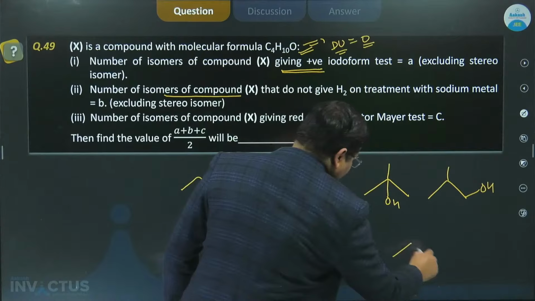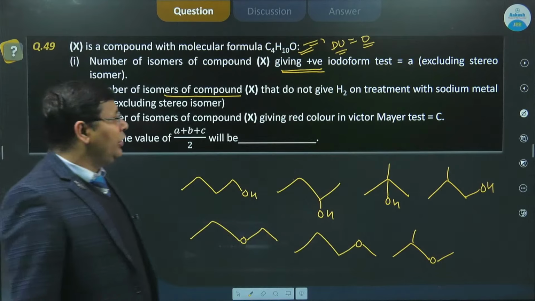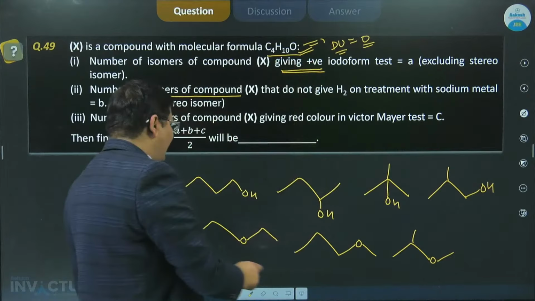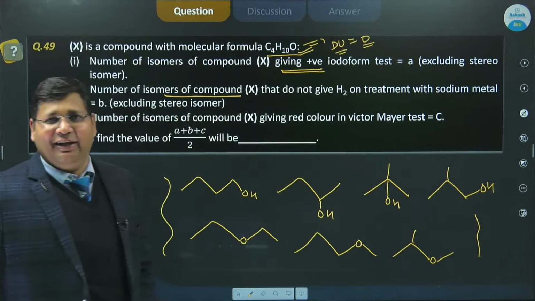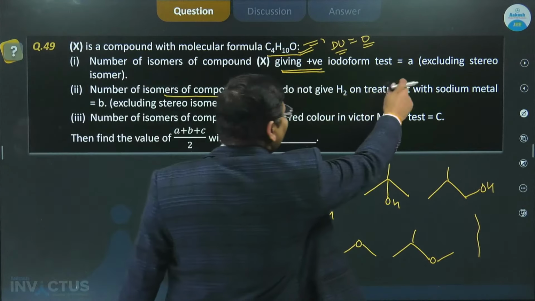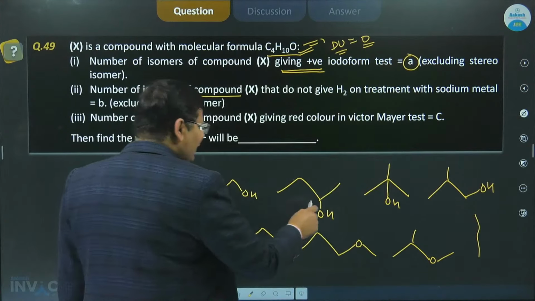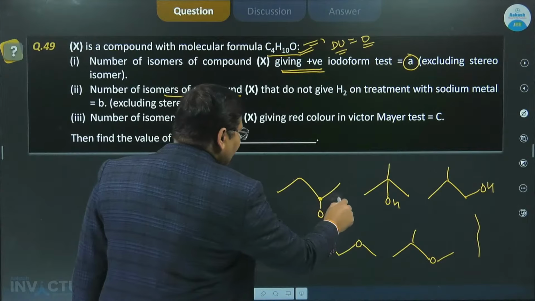एंड इन केस ऑफ दिस ईथर वी कैन प्रिपेयर लाइक दिस, इसको हम ऐसे प्रिपेयर कर सकते हैं और इसको हम ऐसे प्रिपेयर कर सकते हैं, राइट स्टूडेंट. तो बाई C4H10O हैज 7 स्ट्रक्चर, तो हमारे पास 7 से ज़्यादा स्ट्रक्चर इसके बनने वाले नहीं है. ठीक है, तो अगर 7 नहीं बनने हैं तो देखो आइडोफॉर्म टेस्ट कौन कौन देगा, ए हम बोल रहे हैं, एक्सक्लूडिंग स्टीरियो आइसोमर, तो ये आइडोफॉर्म टेस्ट देगा बिकॉज मिथाइल कीटोन फॉर्म करेगा, तो A = 1 हो गया.